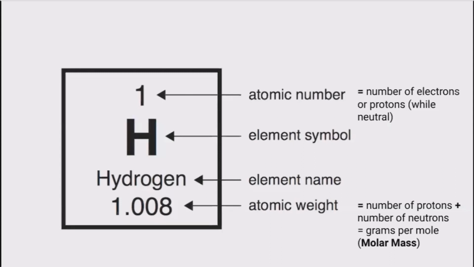And the atomic weight is also known as the atomic or molar mass. This is because the atomic weight is equal to the number of protons plus the number of neutrons. And this also is equal to the grams per mole for that element.